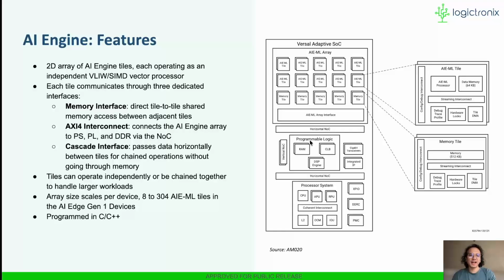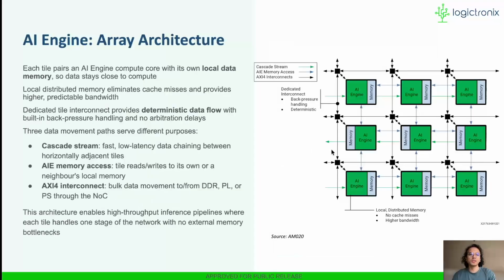So the number of tiles is dependent on the device variant, and it can range from 8 to 304 AI/ML tiles in the Gen 1 Versal AI series devices. These AI engine tiles are programmed using C, C++ language. Coming to the array architecture, the array layout is as shown on the right.